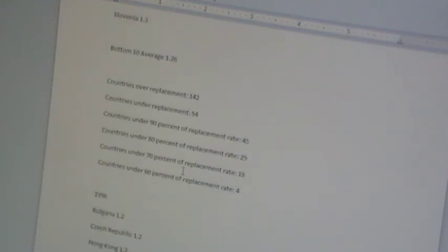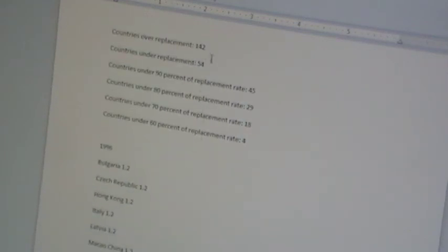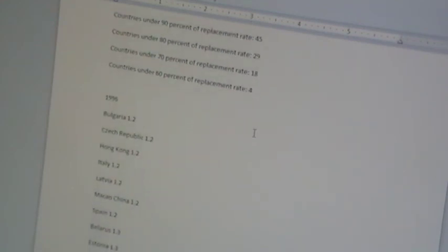There's Russia with the 1.3, Slovenia 1.3, yeah. So Russia had a low birth rate and a bad economy. So, that's a duality that's not very good, because eventually that's going to catch up to you. The bottom 10 average now is 1.26. Countries over replacement 142, under replacement 54. 45 under 90%, 29 under 80, 18 under 70, 4 under 60.